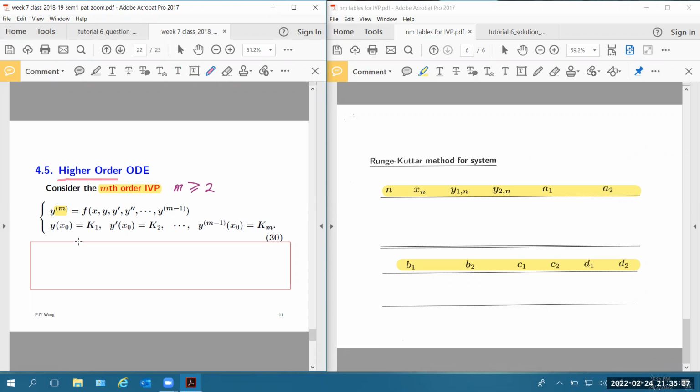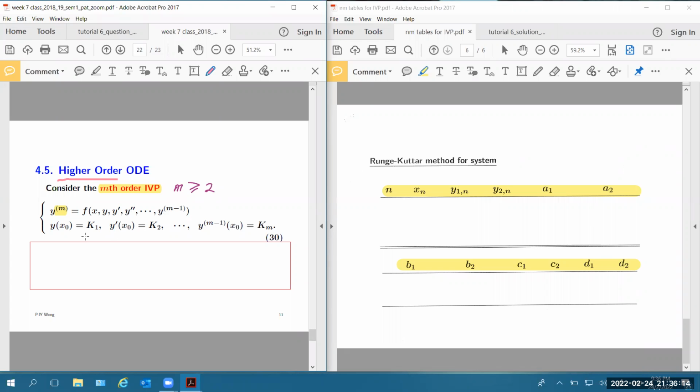What's the meaning of higher order? That means the order of the derivative is more than 1. Previously, you only knew y prime equal to a function of x and y, right? That's first order. So now higher order. So you see here, the m-th derivative of y, where m is greater than or equal to 2. That means from second order onwards, it's called higher order. So the m-th derivative of y equals a function that can involve x, y, y prime, until the (m-1)-th derivative.